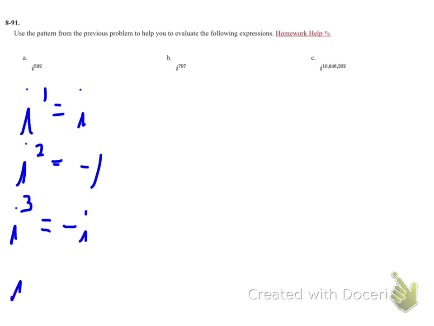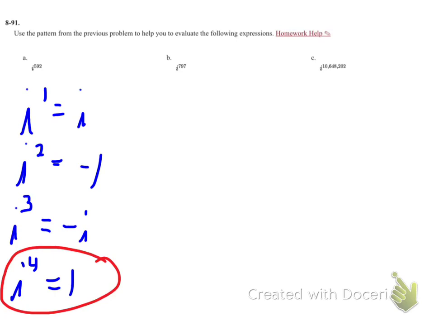Problem 91, we're taking a look at i to some large exponents. All of this is based on the idea that i to the first just equals i, i squared is negative 1, i to the third is negative i, and i to the fourth equals 1. That's all from a previous problem, problem 90. So this pattern just keeps repeating.